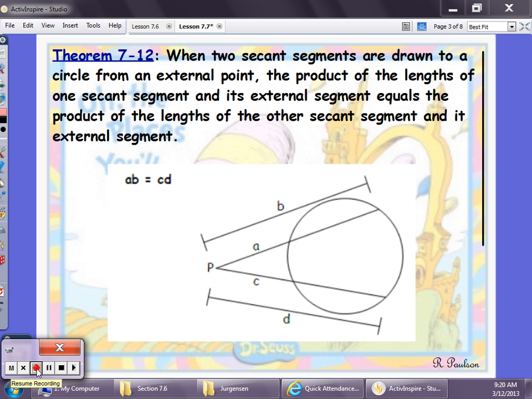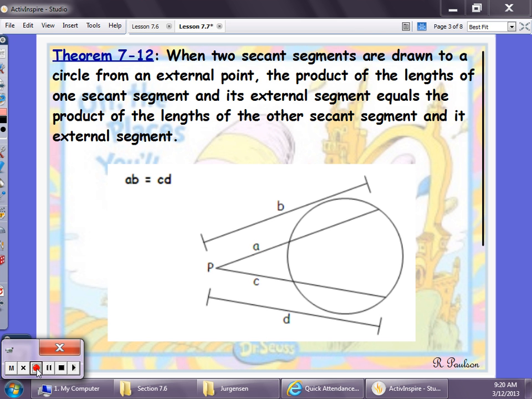The next theorem, 7-12, states, when two secant segments are drawn to a circle from an external point, the product of the lengths of one secant segment and its external segment equals the product of the lengths of the other secant segment and its external segment.